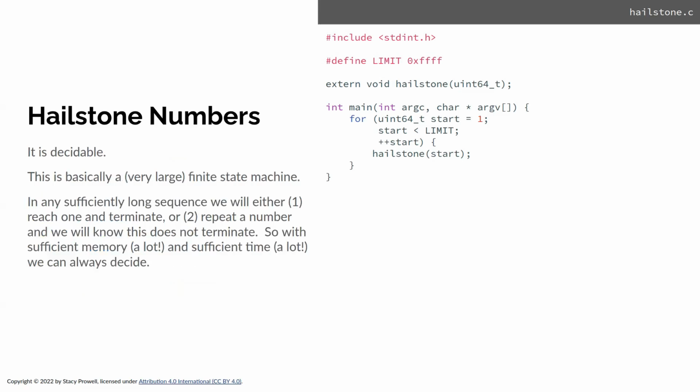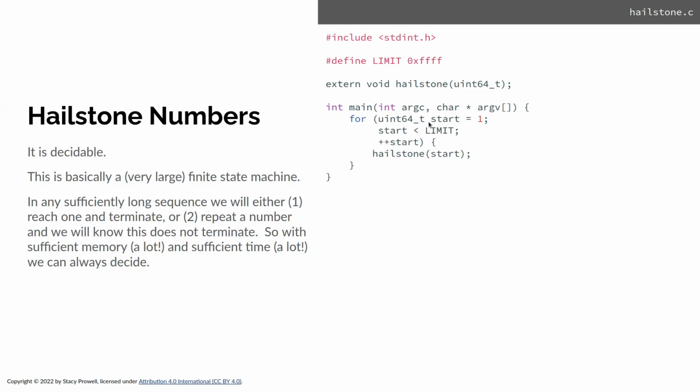Well, it turns out this is decidable. It's basically a very large finite state machine, because there is nothing in here that makes this a general Turing machine. You have to think about that for a few minutes. A Turing machine has unbounded storage. It has that tape, that unbounded tape. This doesn't have that.